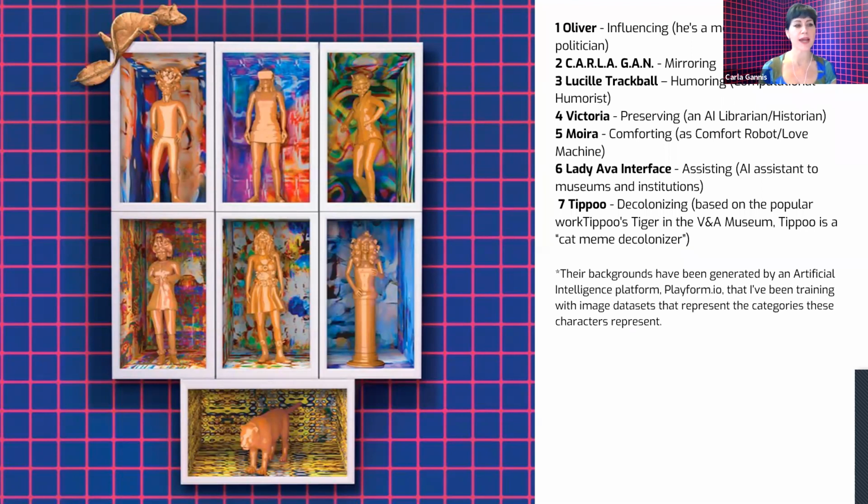Lady Ava Interface, who actually appeared on the Whitney Museum site for 7 months as a project. She is assisting, an AI assistant to museums and institutions. And Tipu's Tiger, who is about decolonizing. And he is based on the popular work Tipu's Tiger in the Victoria and Albert Museum. And I call him the cat meme decolonizer.